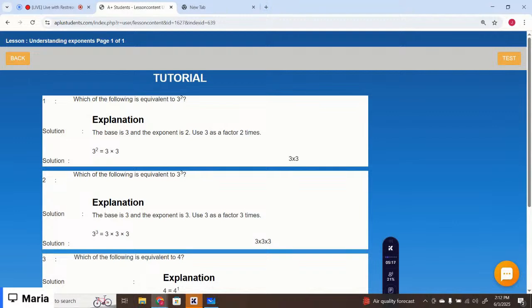Use 3 as a factor of 2. So you need to do 3 times 3 because 3 is the base and 2 is the exponent. Which of the following is equivalent to 3 exponent 3? So the base is 3 and the exponent is also 3. So you need to use 3 as a factor 3 times. You have to do 3 times 3 times 3. Let's start with the test questions.